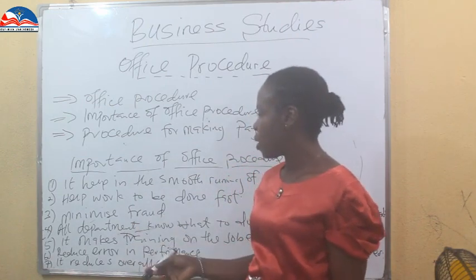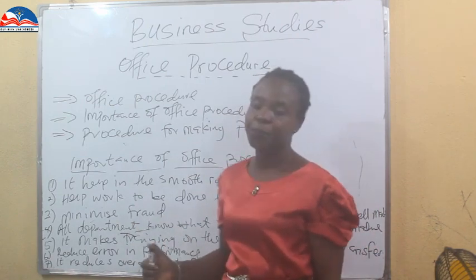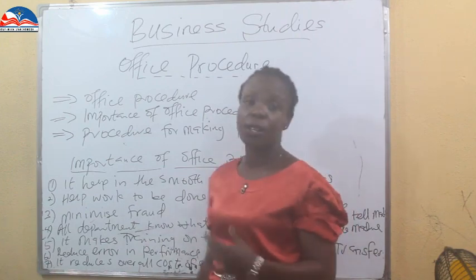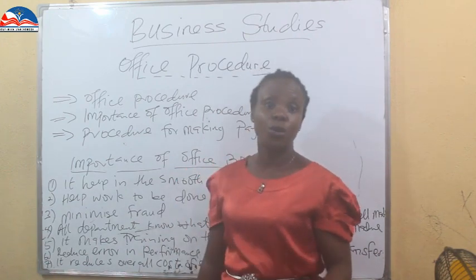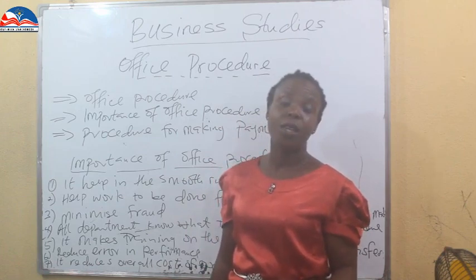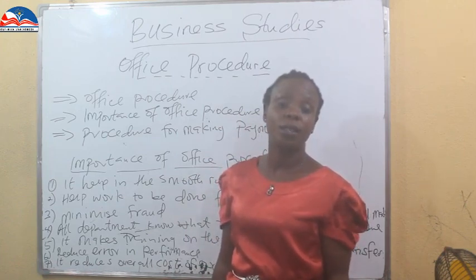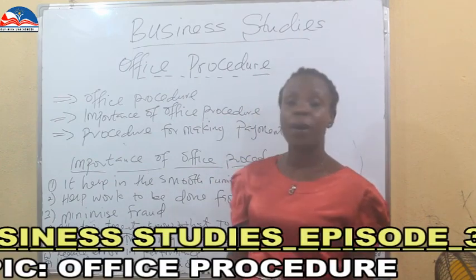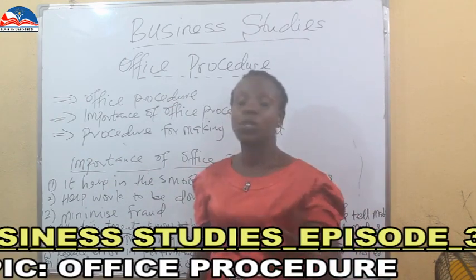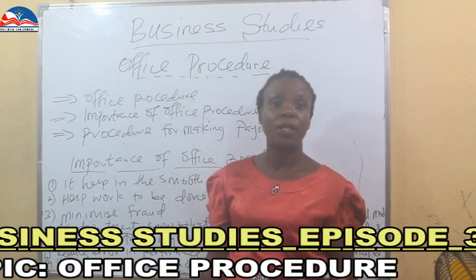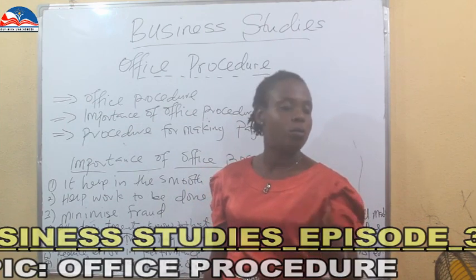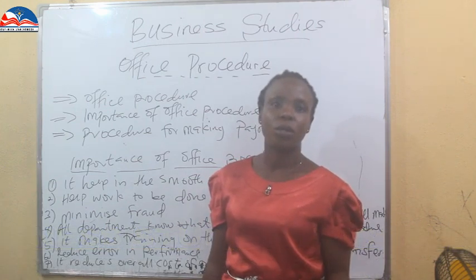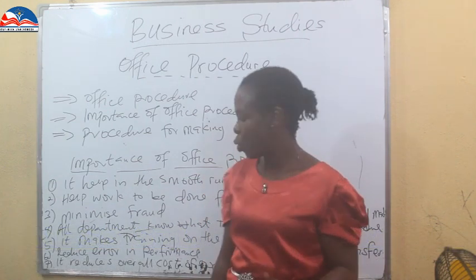Okay, the fourth one is all departments know what to do. I told you that office procedure has to do with rules, regulations, things you are supposed to do, routines that are supposed to be carried out in the organization. So every department knows what to do at a particular point in time. And so all of them have their laid down rules to carry out. They know what they are supposed to do.